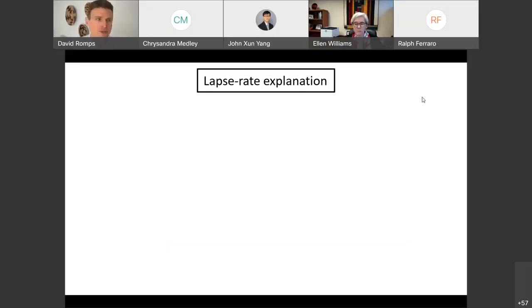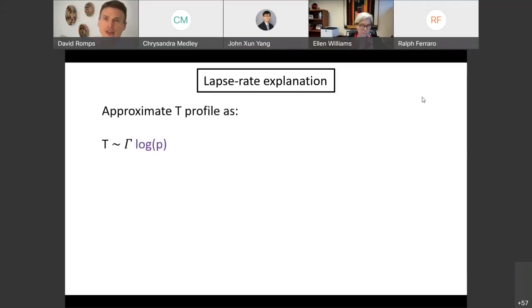And the explanation goes like this. So first, let's imagine that we can approximate the temperature profile as being linear in log of pressure. So I'm writing here T squiggle, which I'm using to represent a linear relationship. So T is linear in gamma times log of pressure. Here gamma is not with units of Kelvin per kilometer. It's just units of Kelvin because we're using this log pressure axis here.